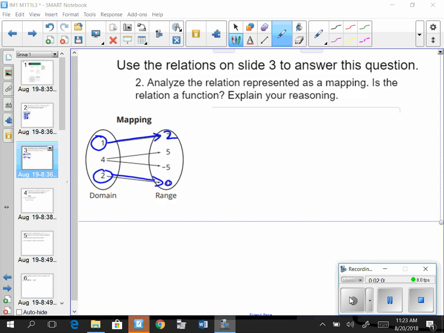So that's good. But the input 4 points to two different numbers, 5 and -5. That breaks the rule of being a function because every input can only have one output when dealing with functions. So we're going to say, no, this is not a function because one of the inputs points to two outputs.